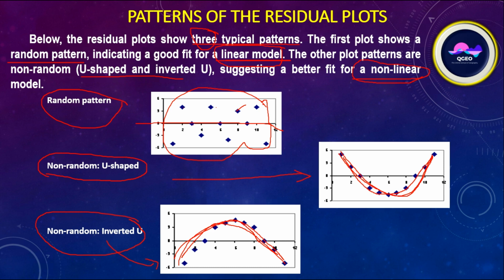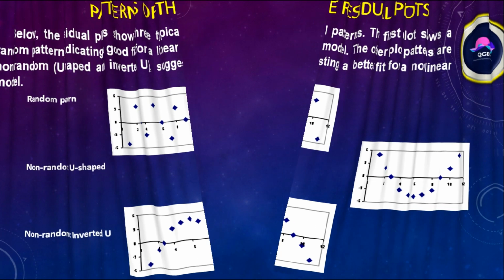U-shaped and inverted U-shaped suggest a better fit of non-linear. It is a non-linear pattern. In second and third it will be non-linear. In first it is the linear pattern. Remember it: when the plot shows random patterns, that will be linear, and with a specific pattern, either U-shaped or inverted U-shaped, then it will be non-linear. Okay, we can suggest this.